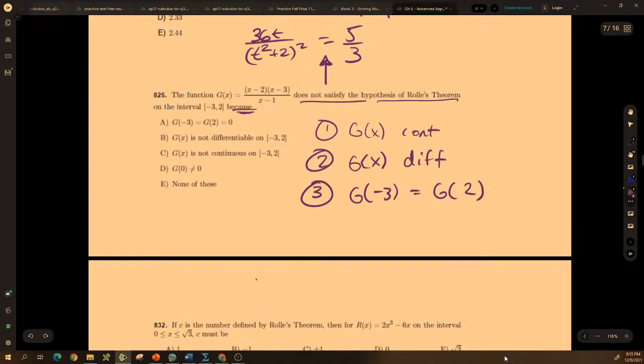Now, this is a rational expression, and for rationals, the denominator can't be 0, right? So x cannot be 1 is my domain. Now, 1 is in this interval. So that means that we're not continuous at x equals 1. So the answer is C. g of x is not continuous on -3 to 2.